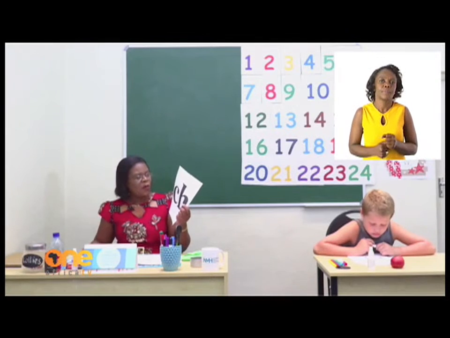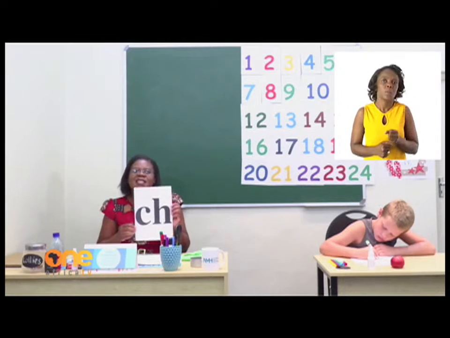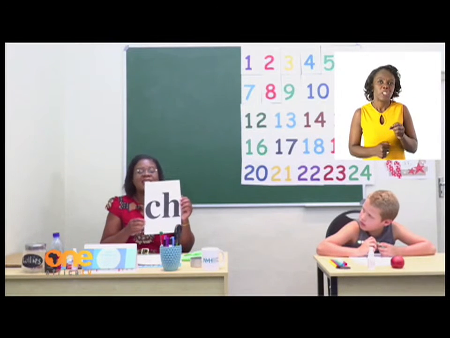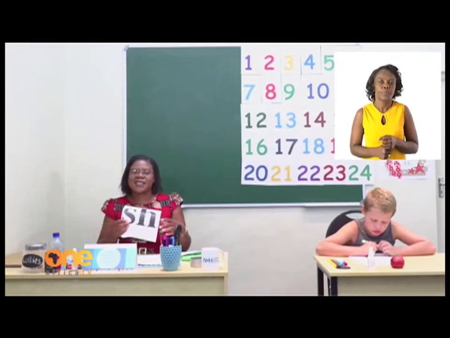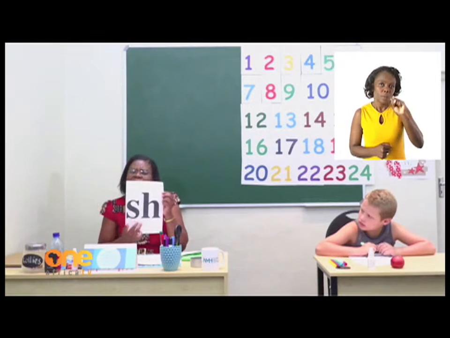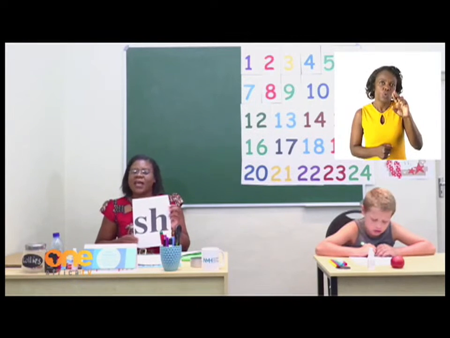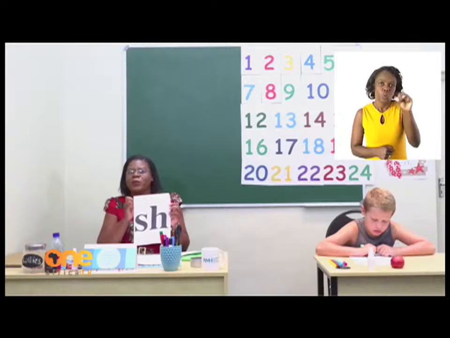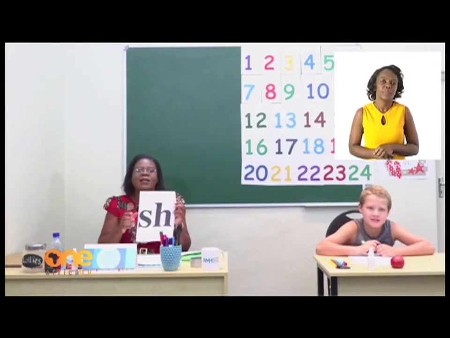Now, when the k and the h stand together, we say it's a ch. It's a ch. All right. But when the s and the h are together, we say sh. We say shh. Put your finger on your lip. It's a sh. S and an h. It's a sh.